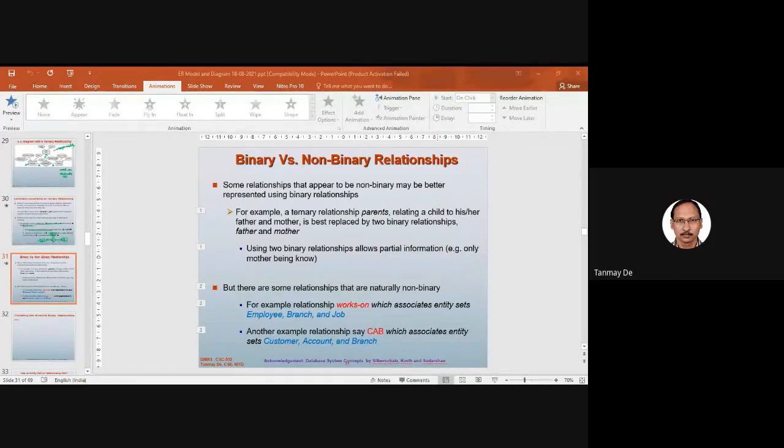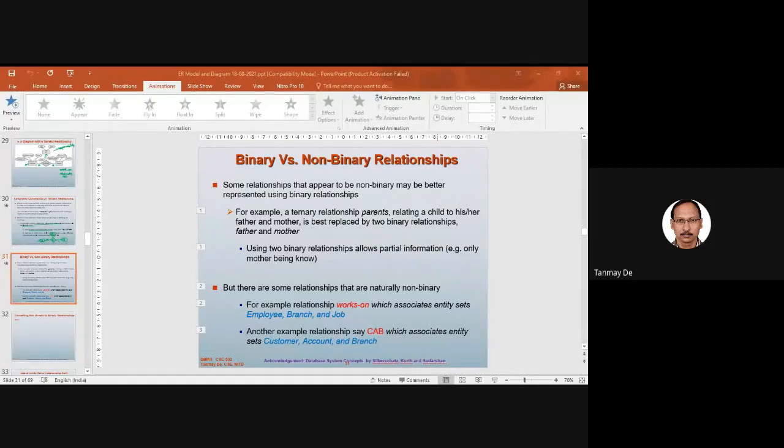Now, the binary relationship and non-binary. Non-binary means relationships associated with more than two entity sets, say ternary relationship sets, which can associate three entity sets. For example, in our previous class, I discussed the works-on relationship associating customer, branch, and job. Or there may be a relationship that relates three entity sets: customer, branch, and account in the banking database system.